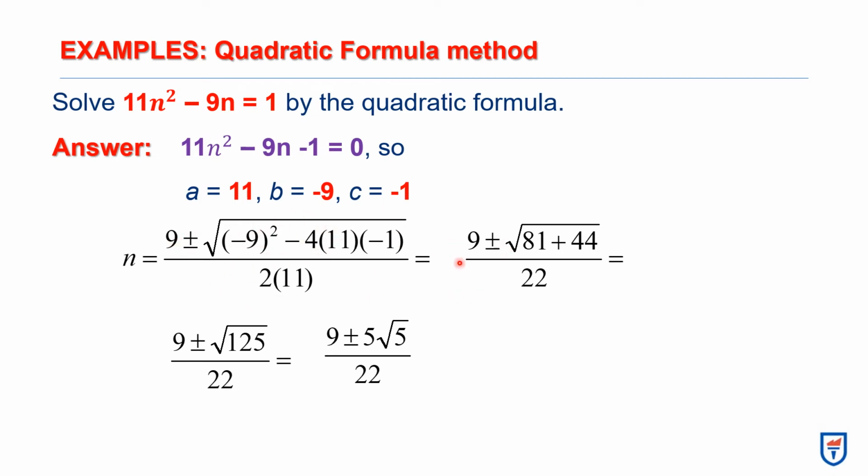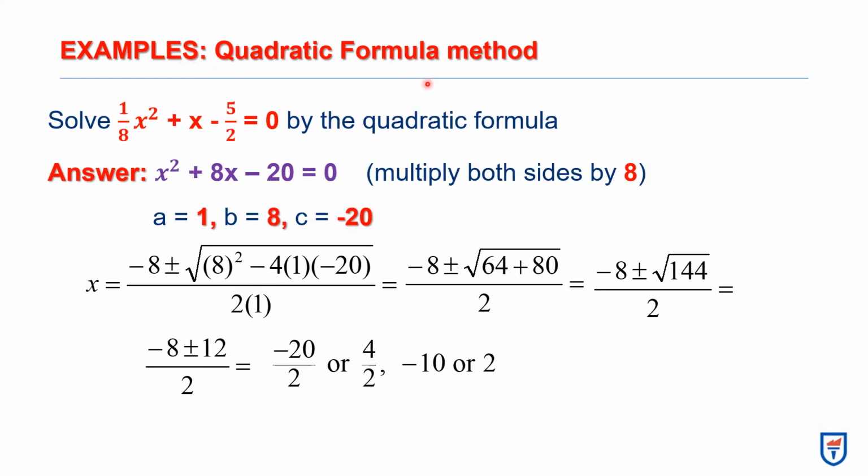So now, when we substitute our values, we solve the terms that are in the square root. We end up having 9 plus or minus the square root of 9 to the power 2, which is 81. Then minus 4 times 11 times minus 1 is going to give us 44. So we end up having 81 plus 44, which gives us 125. So now we have 9 plus or minus the square root of 125 divided by 22, which reduces to 9 plus or minus 5 square root of 5 over 22.